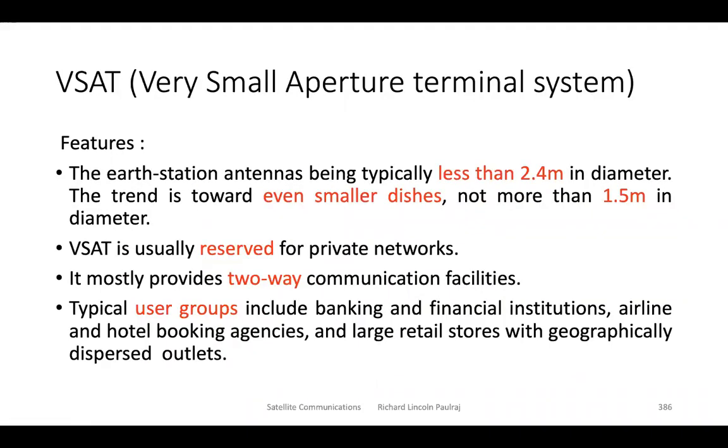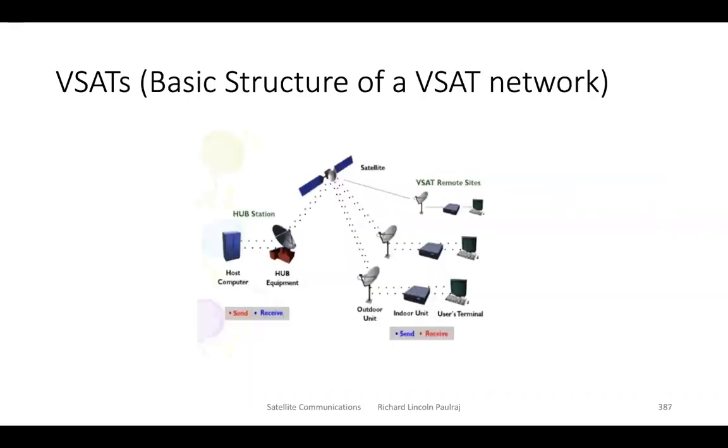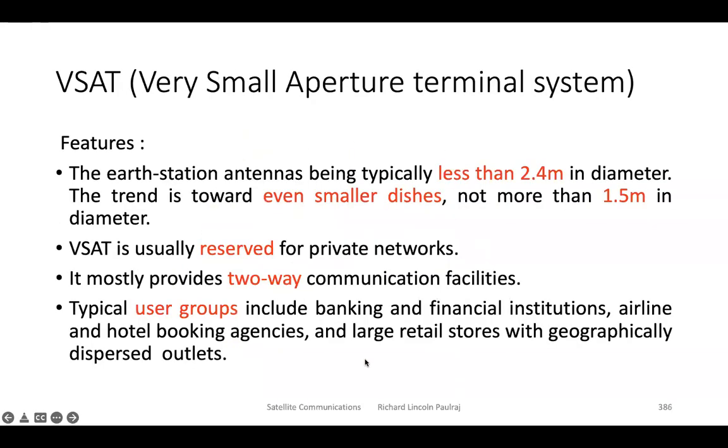A question can be asked with regards to VSAT. You can draw this diagram. This is a simple diagram, and you can mention the features. The antenna size is not going to be less than about 2.4 meters. I've marked all those important points in red. Then it should at least be about 1.5 meters. VSAT is usually reserved for private networks.